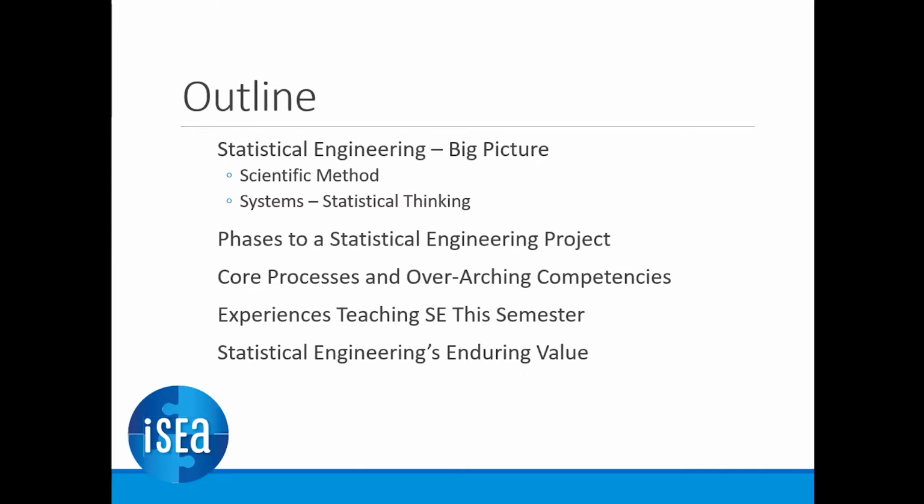So the outline for my specific talk, I want to give us the big picture and understand that the roots of statistical engineering are scientific method and systems and statistical thinking. I want to make sure we understand the basic phases to a statistical engineering project that will help put both Adam and Jim's talk in perspective. I want to talk about core processes and overarching competencies that'll make more sense as I get into the talk.